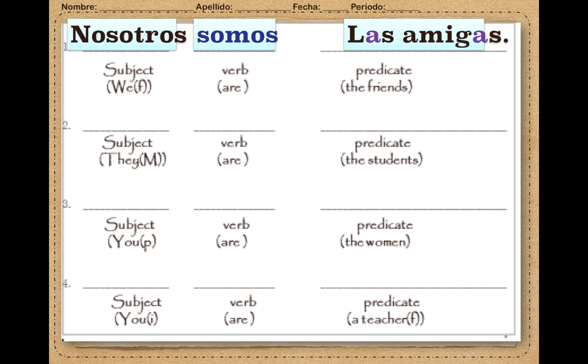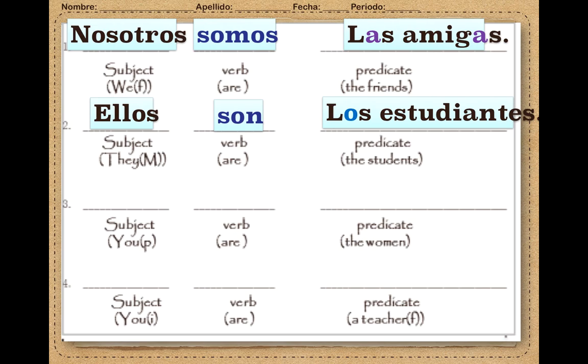Another example, "they" masculine, so that would be ellos. The conjugation for ellos to say "they are" will be son. And then my predicate, I'm just going to make it "the students." So ellos son los estudiantes. And I have to use los because it's masculine. Since this noun is hybrid, it doesn't really have a specific gender, but I do have to change my article to match that.